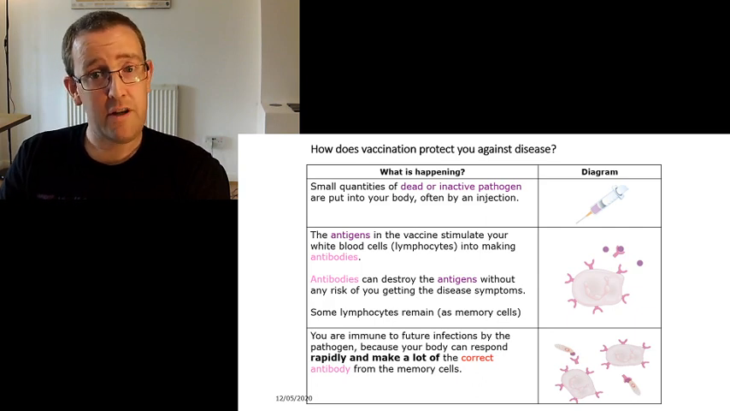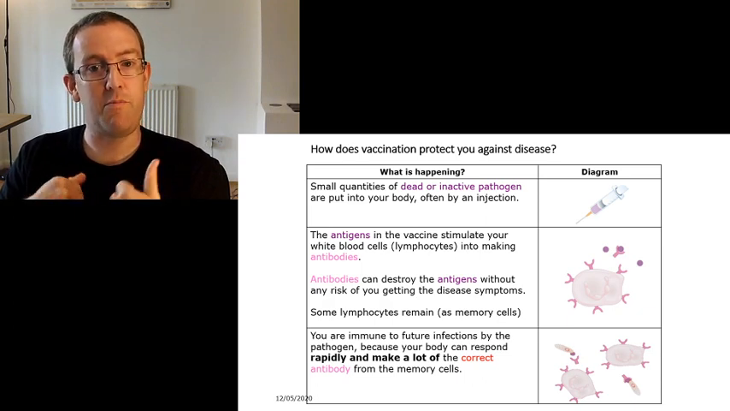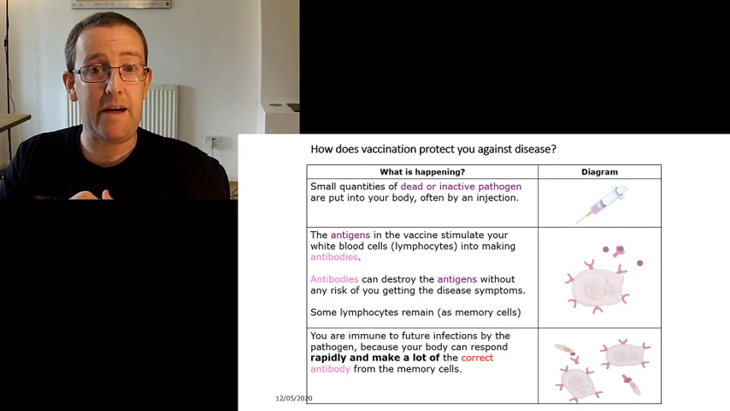Okay, so about a quarter of those white blood cells you generate against the vaccination stick around as memory cells. So if the real deal ever comes along, you are ready to produce those antibodies straight away. So we therefore refer to you as immune, right, to future infections by the pathogen, because your body can respond rapidly and make a lot of the correct antibody from the memory cells.